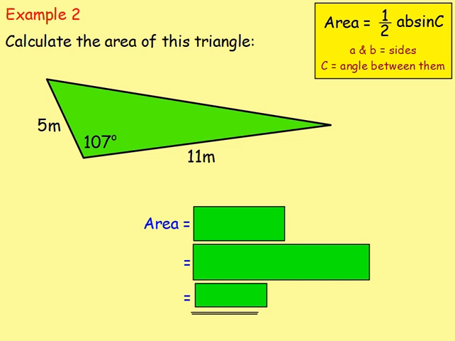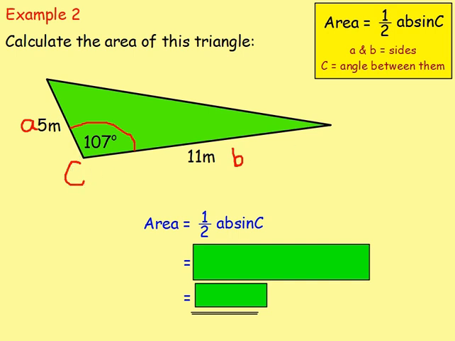Calculate the area of this triangle. We've got 107 degrees here, so we know the angle and we know the two sides either side of the angle. So if we know an angle and the two sides either side of it, then we can use that formula. Area equals a half AB sine C. I'm hoping that you will know now that A and B are just going to be the two sides. It does not matter which one is which. And C is going to be the angle, so the angle has to be that 107.